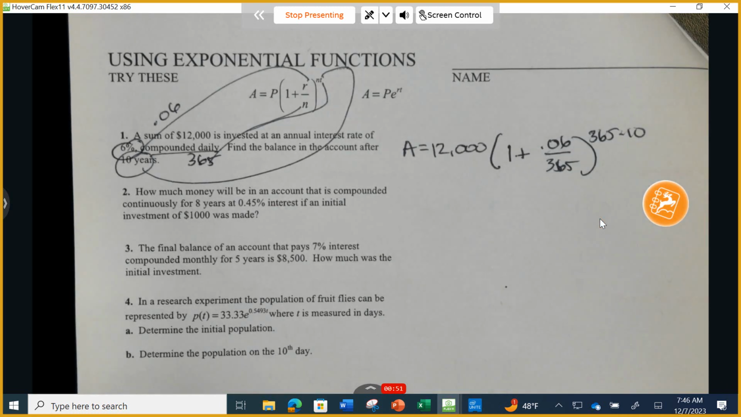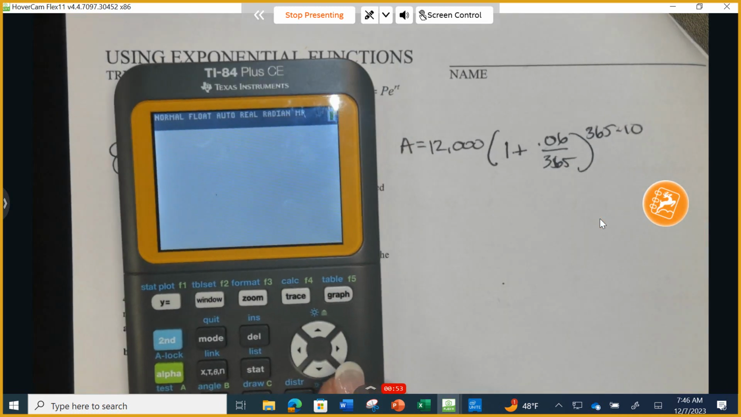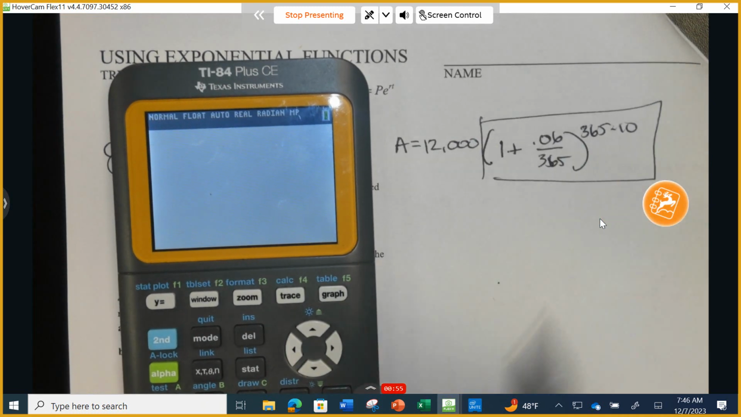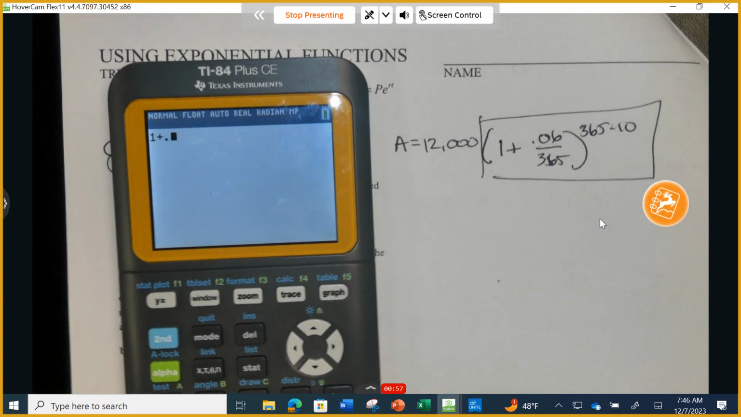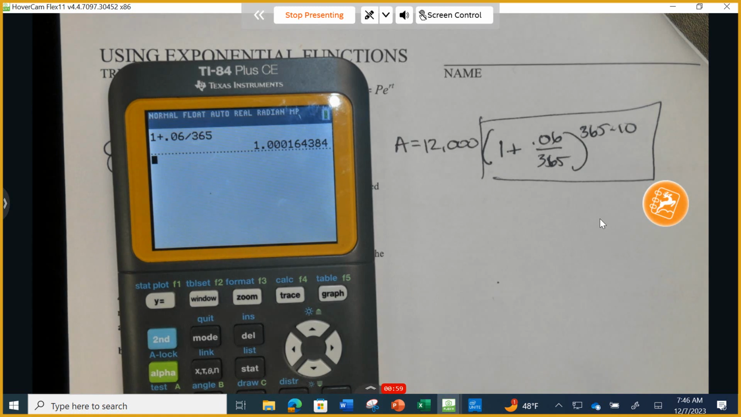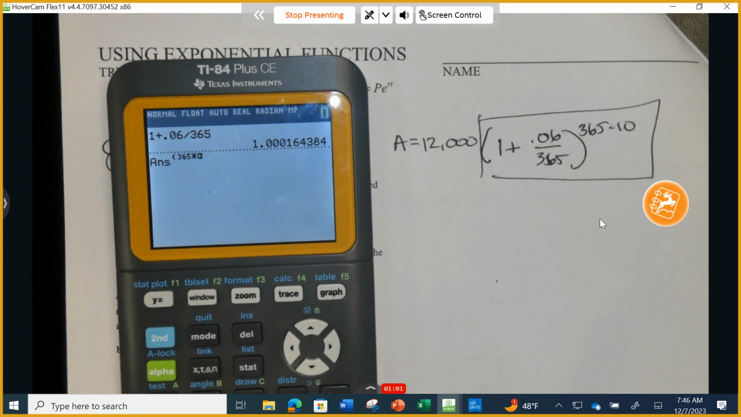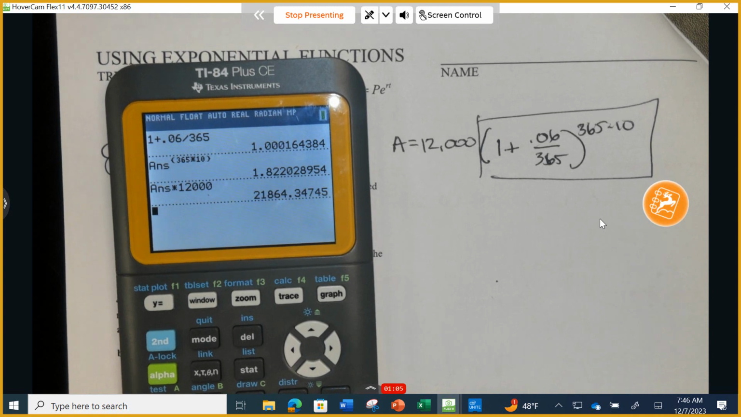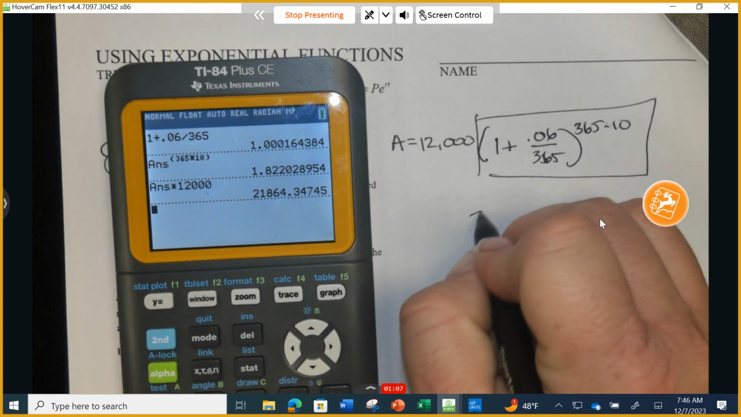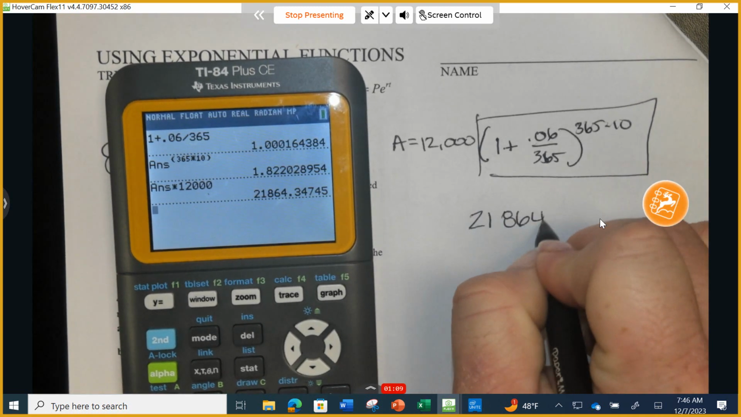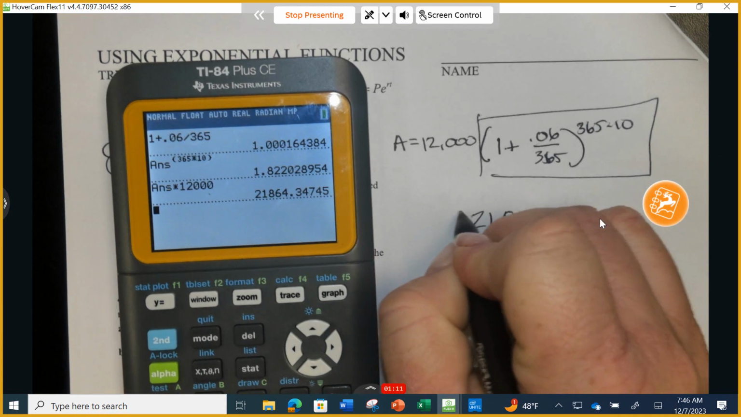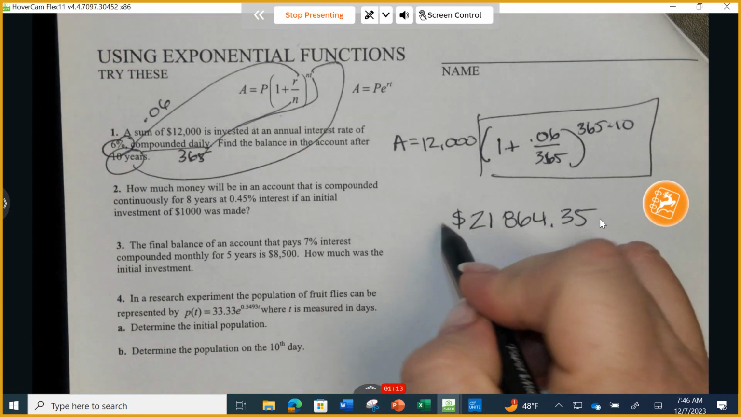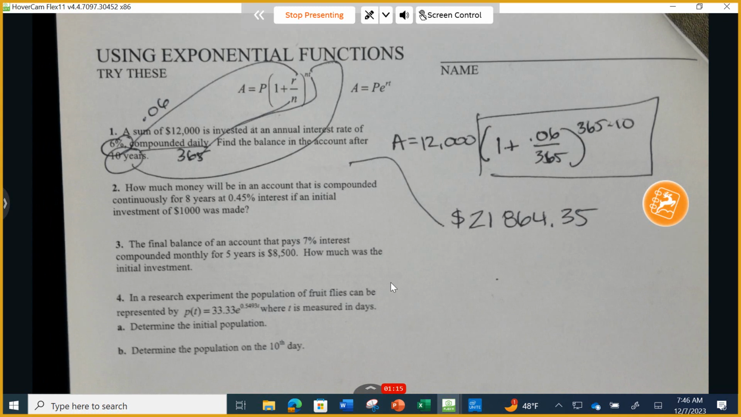I'm going to grab that graphing calculator. Obviously, all these types of problems you're going to use a calculator with. I'm going to plug this portion in first. 1 plus 0.06 divided by 365 raised to the 365 times 10. And then I'm going to take it times that initial investment of 12,000. And I end up with 21,864.35. This is my answer for number one.